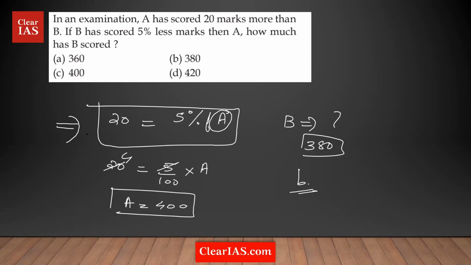So how you frame this equation, that's very important. A scored 20 marks more than B. So 20 is equal to 5% of A. The difference in terms of percentage is 5%. So you can equate both. And from that, you can figure out A. And once you get A, you are asked to find B, that is 20 less. So 400 minus 20, 380 would be the right answer. All of you, is it clear on how to approach this question? Please comment yes in the chat box if it's very clear for you.